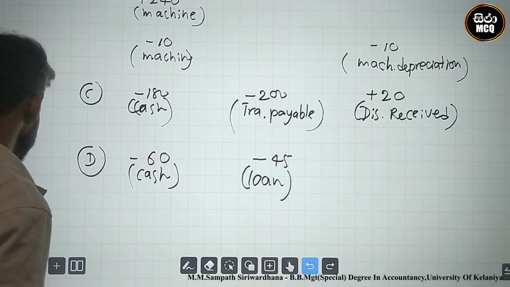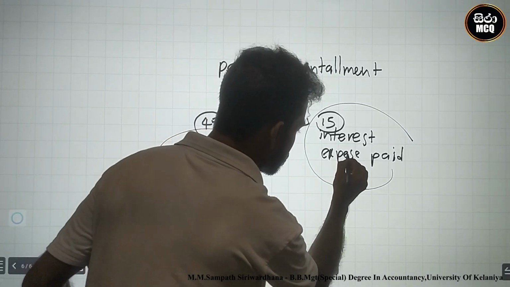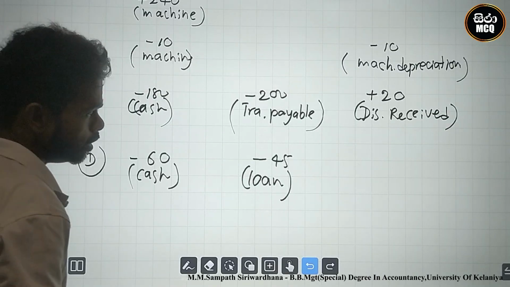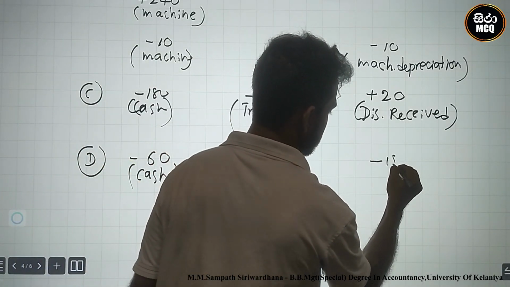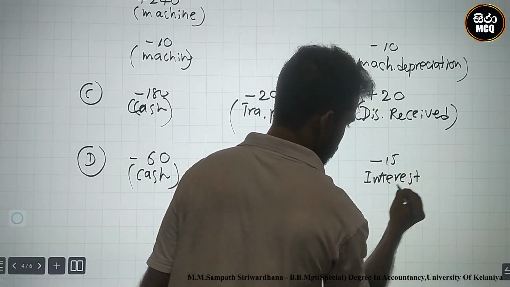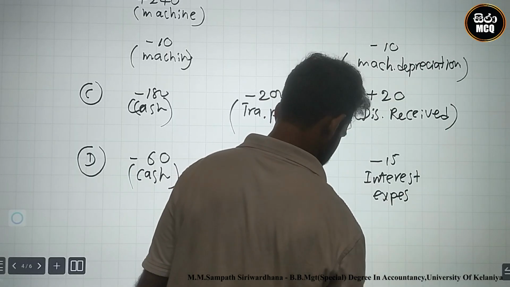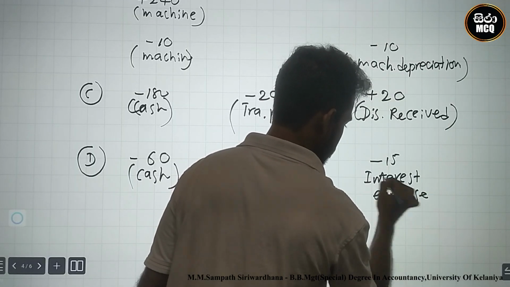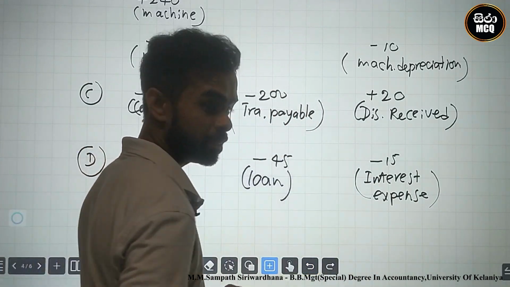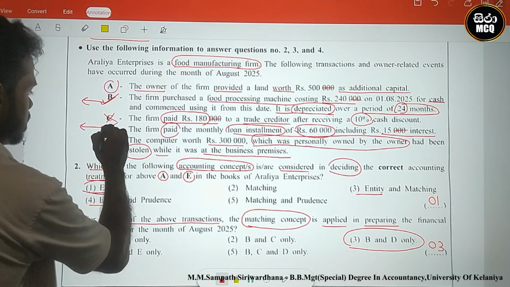The last one, what is the last one? Last one is interest expense. Interest expense must be deducted from equity. Equity is there, 15. Interest expense. There is an expense deduction of equity. Okay, the last one is not related to our business. Okay, let's see this.